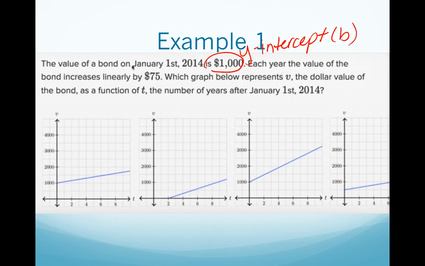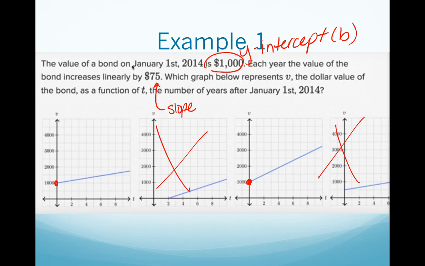And then it's increasing linearly by $75 each year. So that means that our slope is 75. We just need to figure out which of these equations models this scenario. If we look at our graphs, a y-intercept of 1,000, this graph doesn't have it. And this one's kind of cut off, but this one doesn't have a y-intercept of 1,000 either. This graph here has a y-intercept of 1,000, and so does this one. So then we want to figure out which one of these two graphs has a slope of 75.